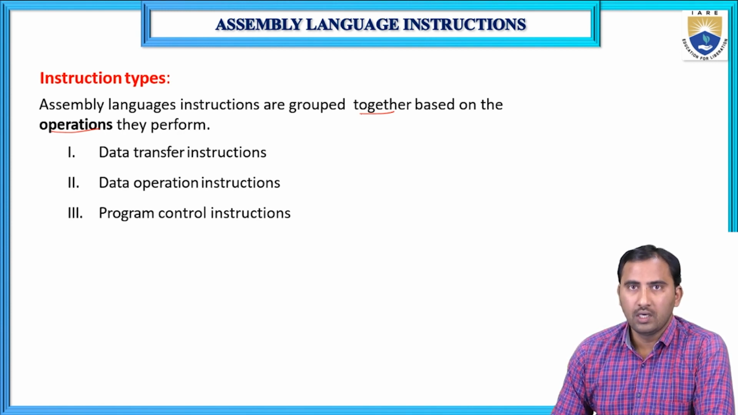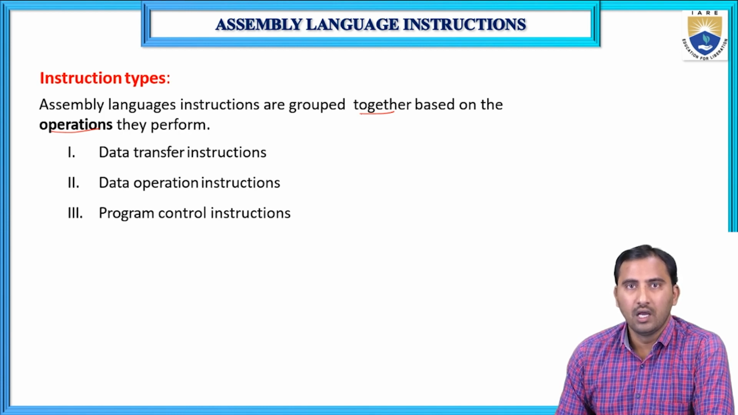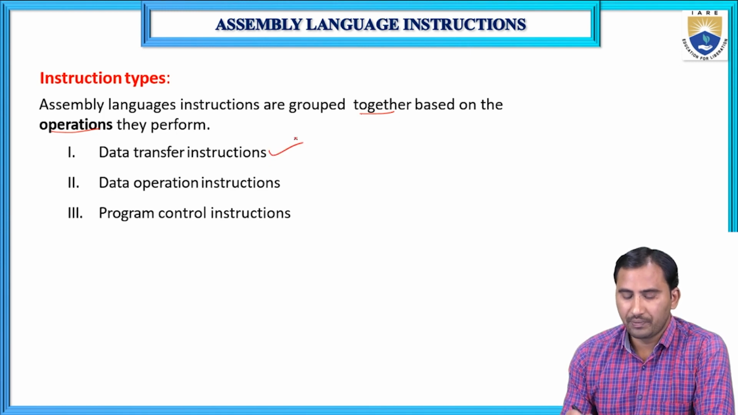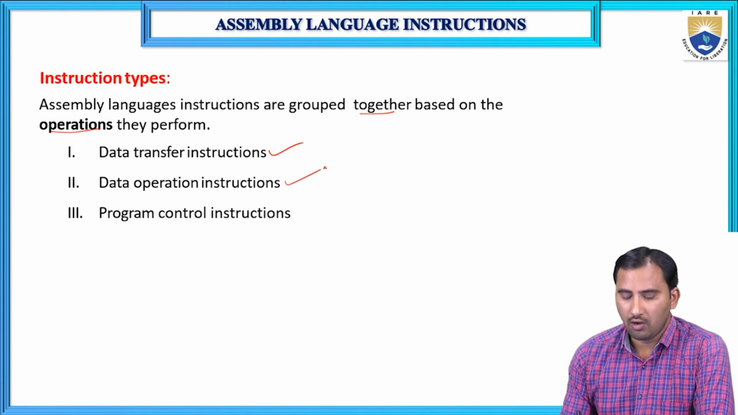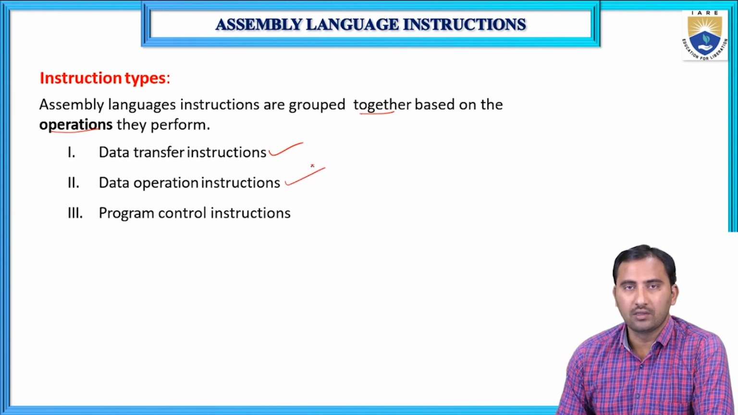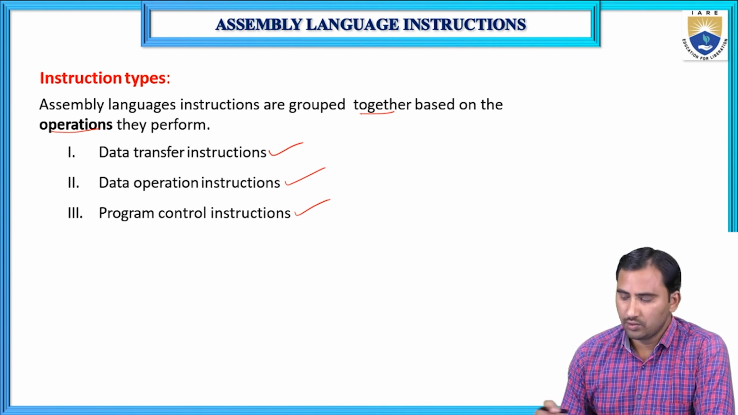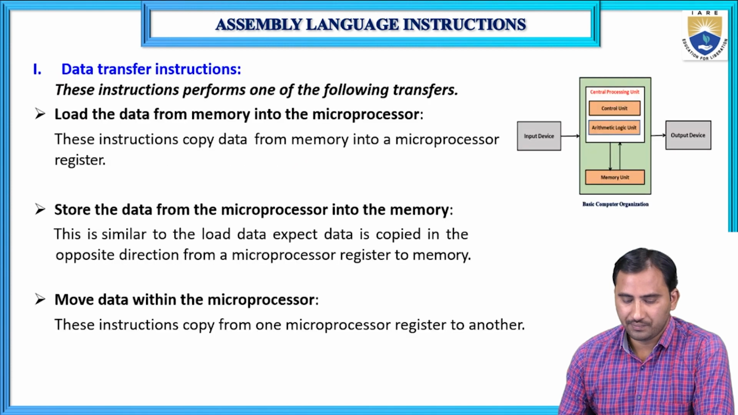These assembly language instructions are classified into mainly three types. First one is the data transfer instructions. Second one, data operation instructions. And the third one, program control instructions. So these are the three main classifications of the instruction set. Let's see them one by one.